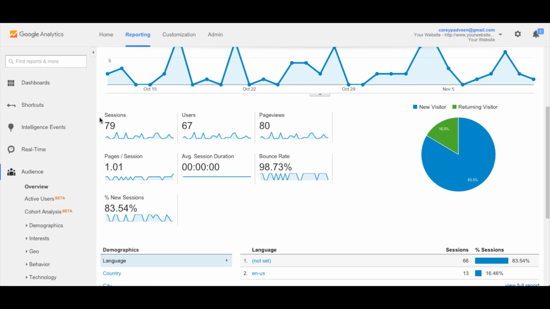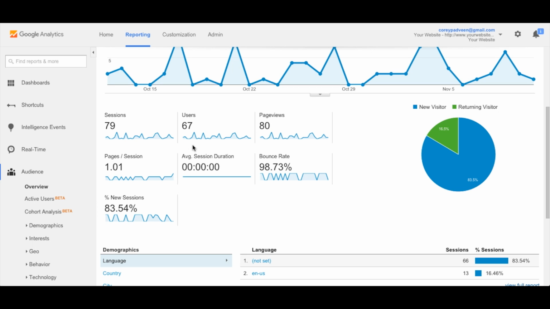So first we have sessions. Now sessions obviously used to be called visits. Sessions is the number of times that people have accessed your website. The difference between sessions and users is that users are the unique visitors who have come to your site. So users will always be equal to or less than sessions, depending on how many times people have come back to visit your site. Page views is the total number of pages in all of those sessions that have been viewed by visitors. Obviously, pages per session, the number of pages that have been visited per session on your site.